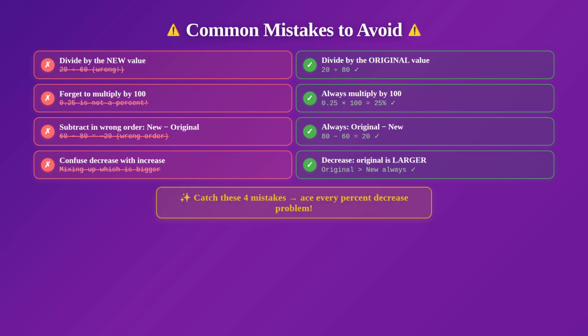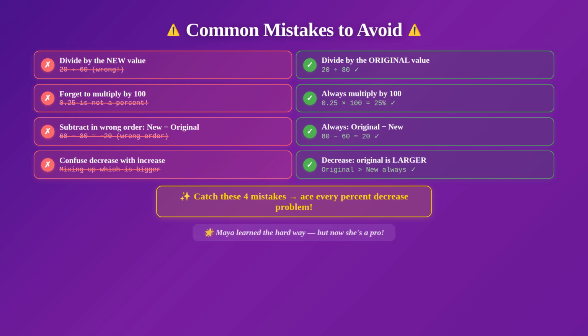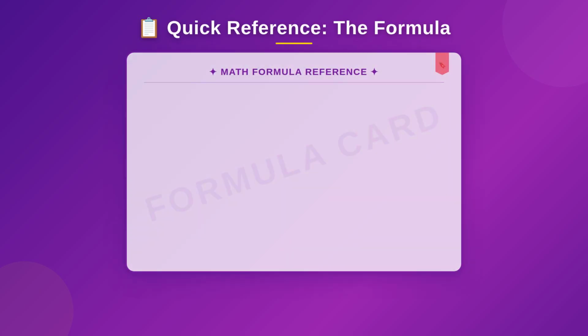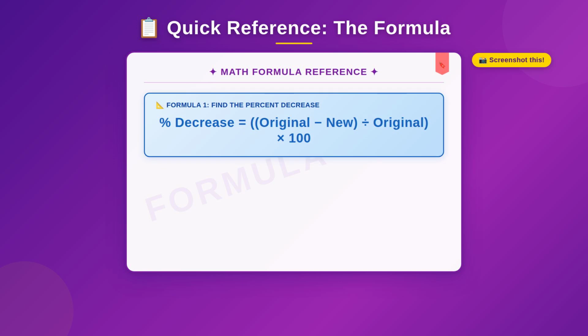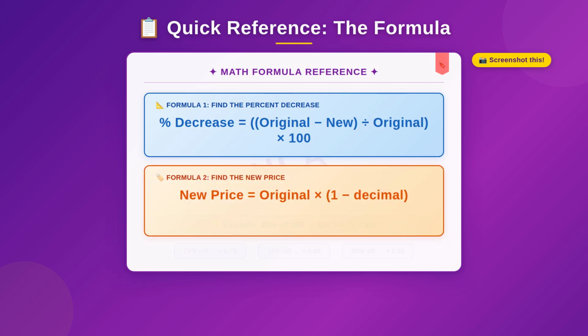Mistake number 1, dividing by the new value instead of the original. Always divide by where you started. Mistake 2, forgetting to multiply by 100. Without that step, you get a decimal, not a percent. Mistake 3, subtracting in the wrong order. It's always original minus new, not the other way around. Catch these and you'll ace every percent decrease problem. Maya learned all of these the hard way, but now she's a pro.